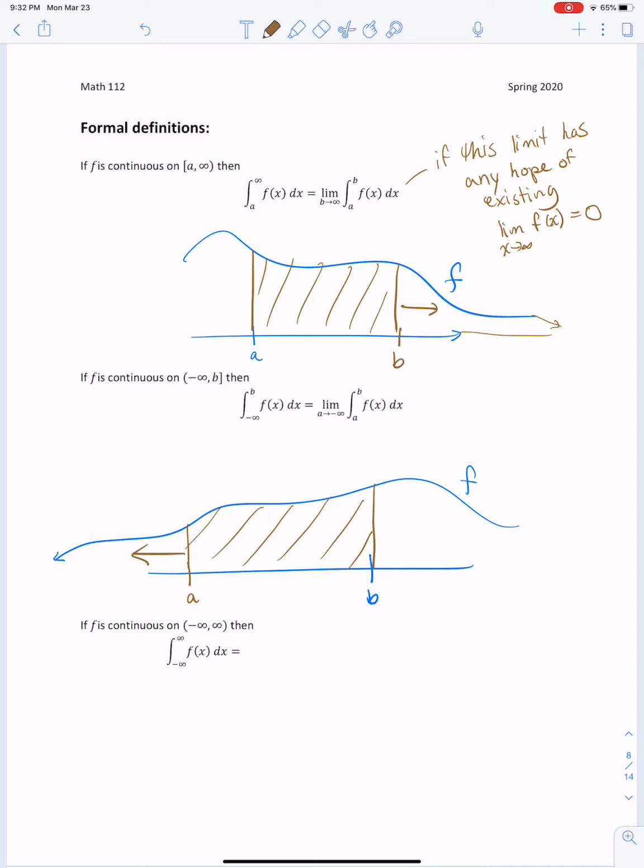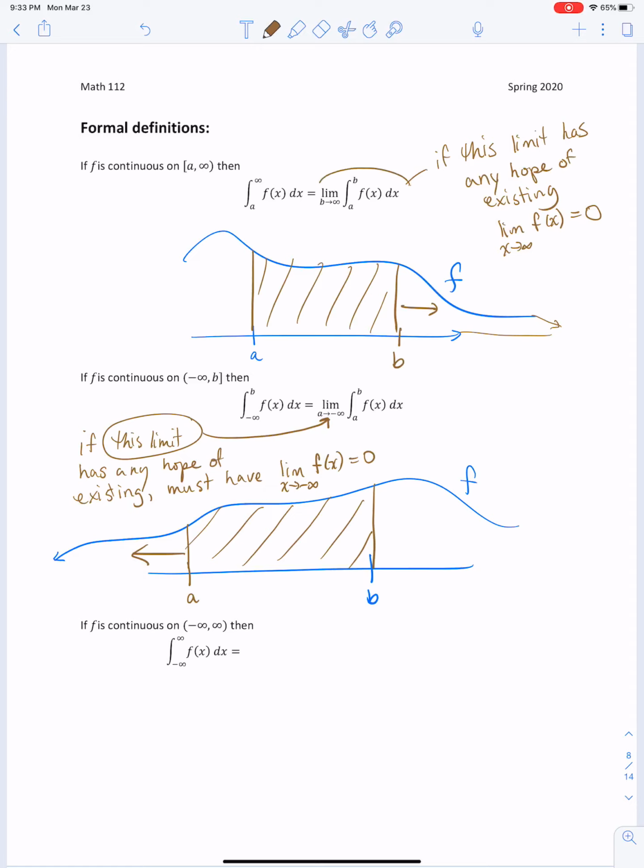Similarly, in the second case, if this limit has any hope of existing, we must have that the limit of f of x as x goes to minus infinity is also 0.